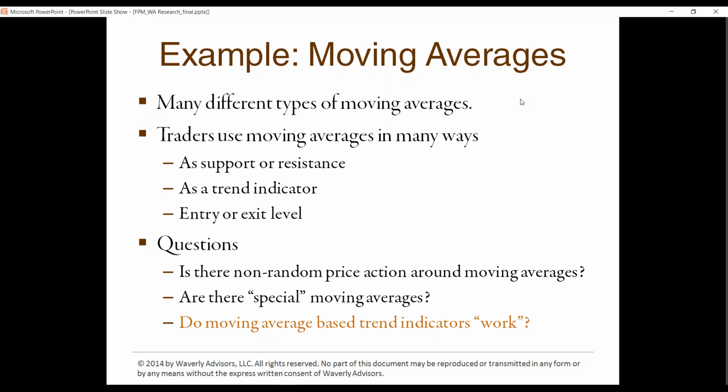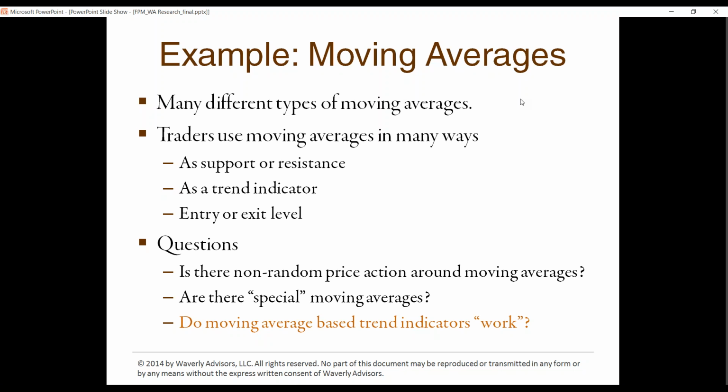So we have to define this, but basically what I'm asking is, when price comes down and touches a moving average, or goes through a moving average, or does something around a moving average, does what happens after that event look different than all of the other market action? So let's just use an example where price comes down to a moving average.